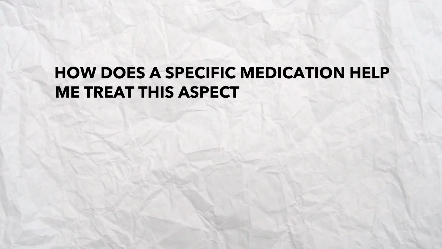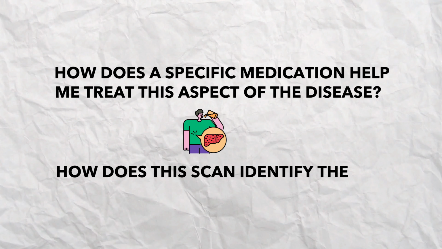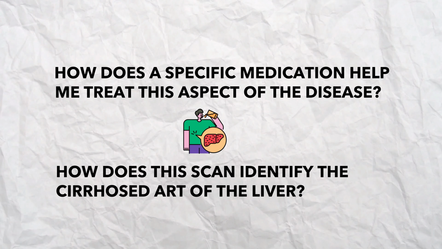How does a specific medication help me treat this aspect of the disease? How does this scan identify the cirrhosis part of the liver? Everything I read automatically becomes relevant to my brain because I'm linking whatever I'm learning to some part of this initial mental model and the way I think about this topic. So as a result, I always end up understanding these topics much more deeply in the same amount of time.